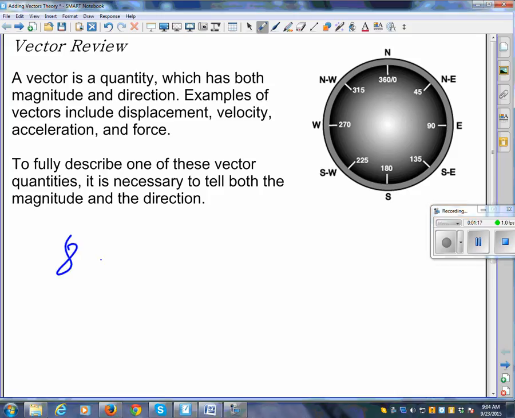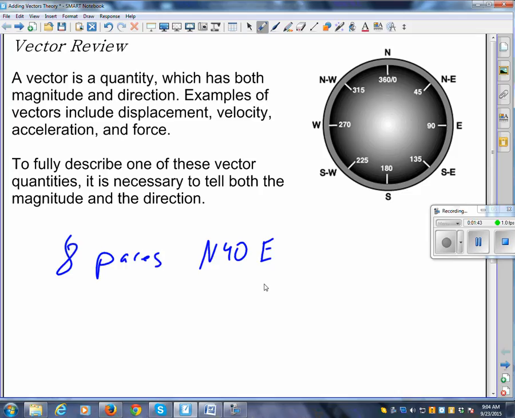8 paces and a direction. Just make it up. North 40 south. Would that work? Well, it's either way, so that wouldn't work, right? North 40, you'd have to say east or west, right? Okay. So which one of those is the magnitude? The 8, and of course, north 40 east is the direction.